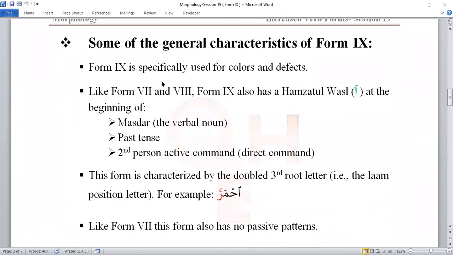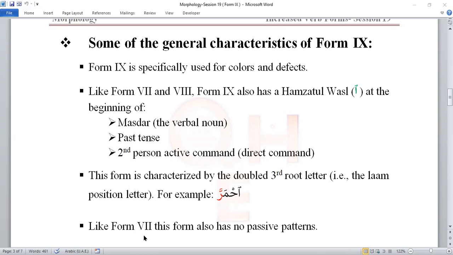Form 9 is specifically used for colors and defects. Like Form 7 and 8, Form 9 also has a Hamzatul Wasl at the beginning of the masdar, past tense, and second person active command, meaning direct command. This form is characterized by the doubled third root letter, that is the lam position letter. For example, ihmarra. So you can see the lam position letter is doubled.